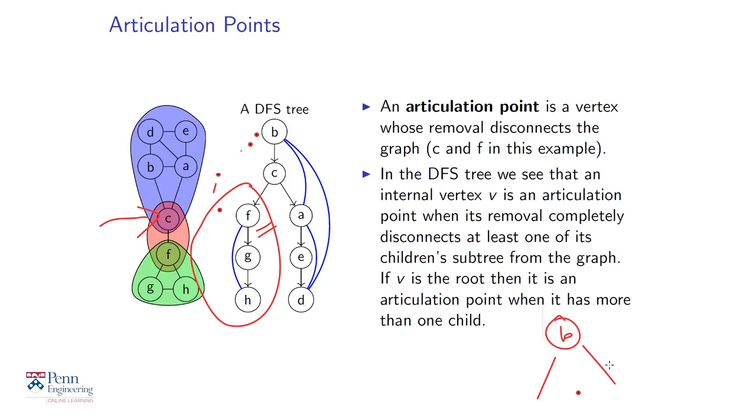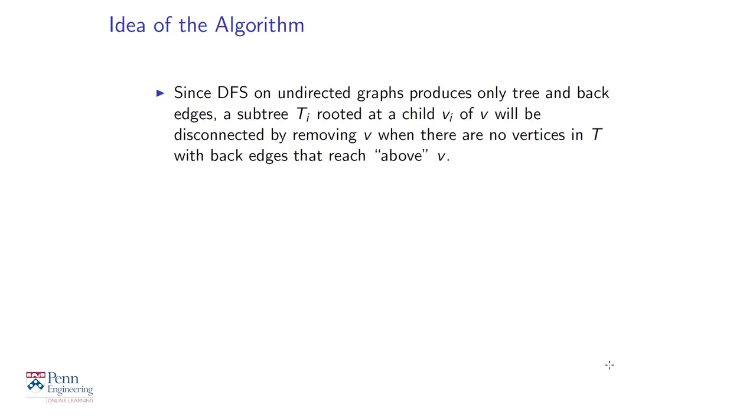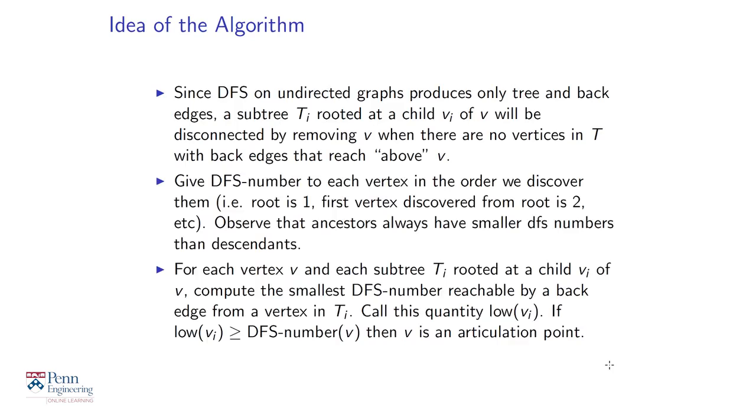So let's take these ideas and translate them into an algorithm. Since DFS on undirected graphs produces only tree and back edges, the subtree Ti rooted at child Vi of V will be disconnected by removing V when there are no vertices in Ti with back edges that reach above V. So what we will do is that we will give to each vertex something called its DFS number.